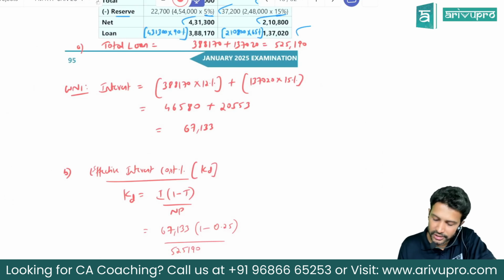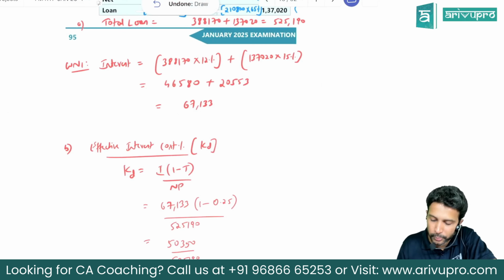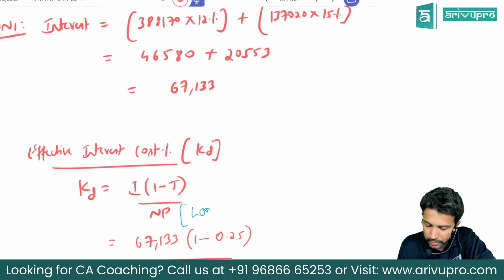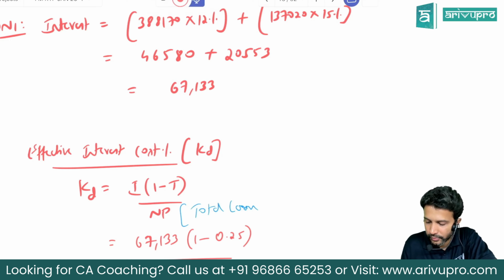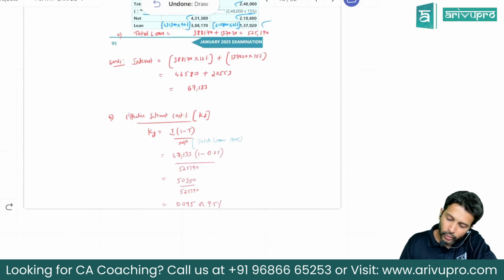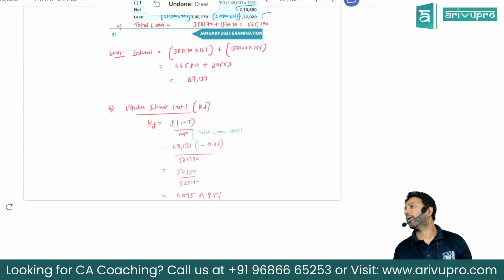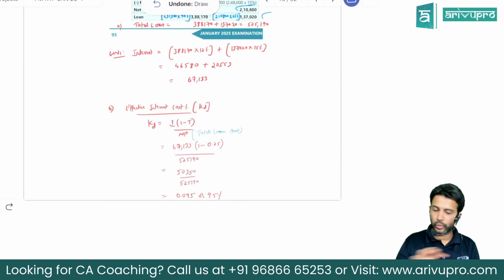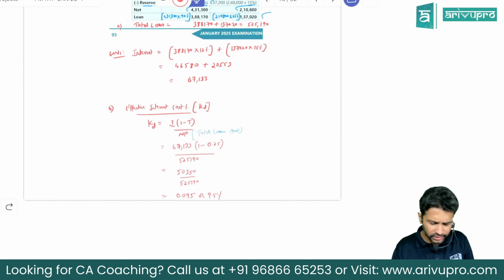So into 1 minus tax rate you do divided by net proceeds. Net proceeds here is what, sir? Nothing but your total loan amount. How much is the total loan amount we got? 5,25,190. Do it, you will get 9.5%. So that's all this question. Review this question once. Very easy.